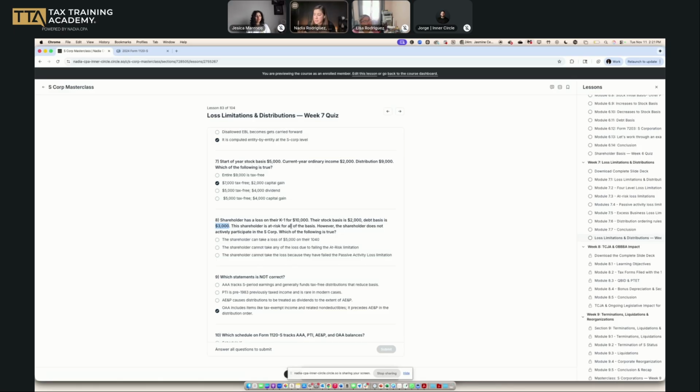The shareholder is at risk for all the basis. However, they don't actively participate. The shareholder can take the 5,000 on their 1040. No, the shareholder cannot take any of the... Oh, wait. They do. They can. They have enough basis, but they're passive, right? The shareholder cannot take any of the loss due to failing at risk. Correct, because... Oh, they do have at risk. The shareholder cannot take the loss because they have failed the passive activity loss test.